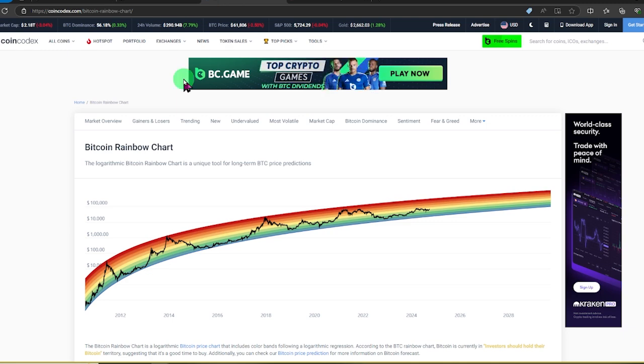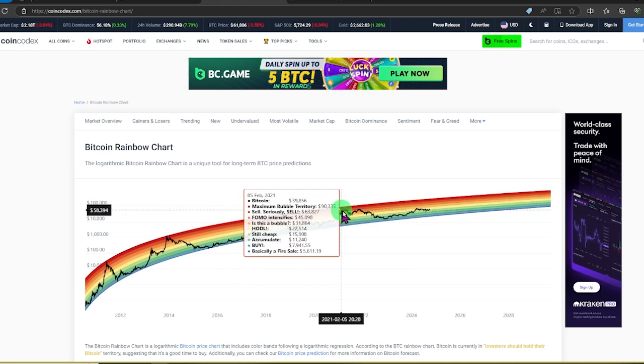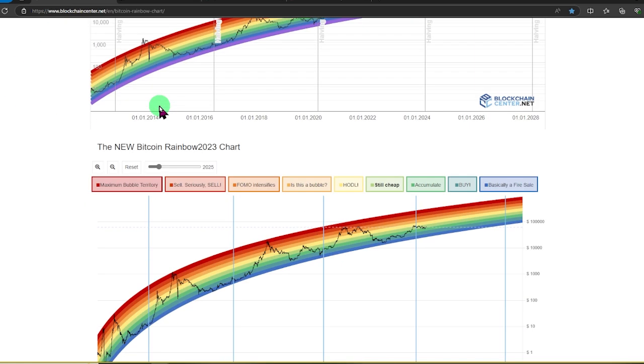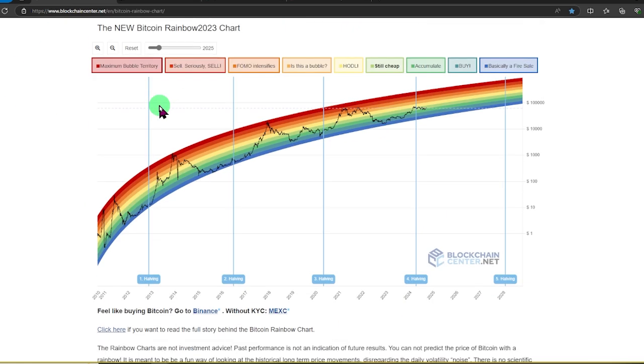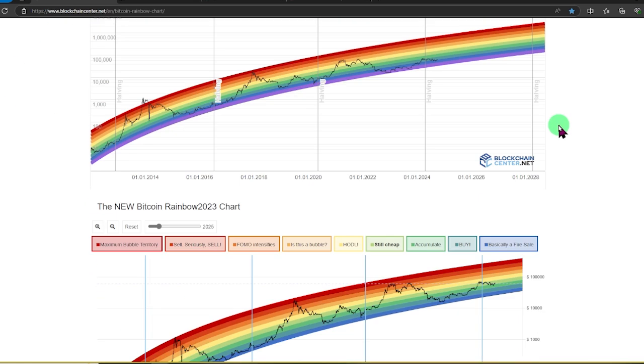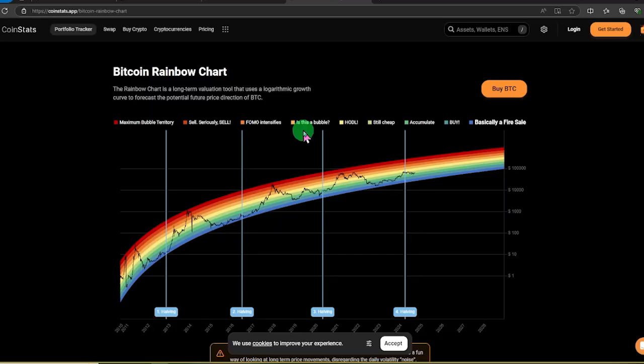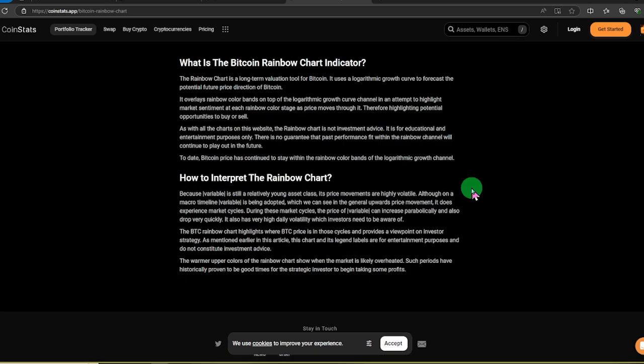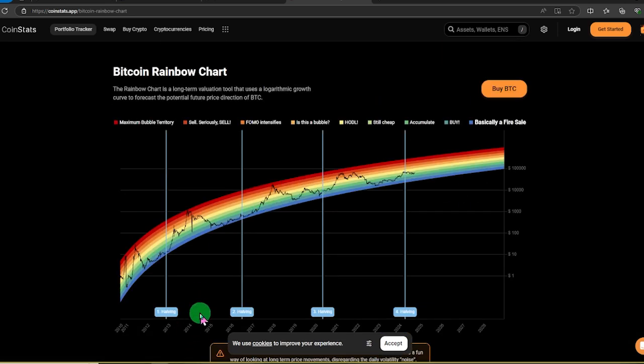Next website is coincodex.com. It is a different rainbow chart. You can compare this with blockchaincenter.net, and again, they are slightly different, but you choose. And then we have coinstats.app, a rainbow chart as well. You can compare all three of these completely for free if you want to predict the price of it.